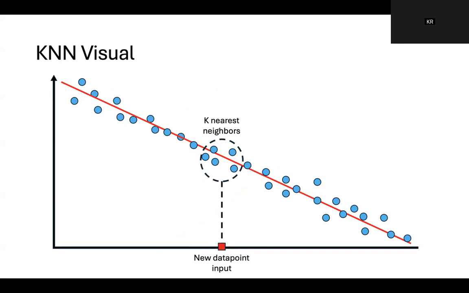This is a visual of how k-nearest neighbors regression works. A new data point is inputted, the k-nearest neighbors are selected, and their averages are calculated to provide an output.